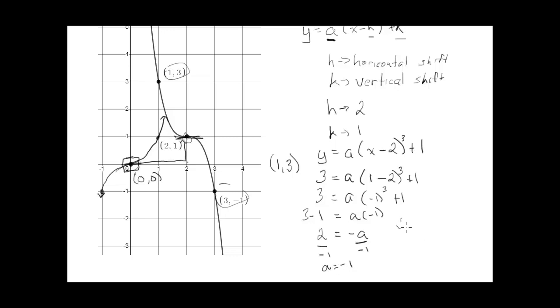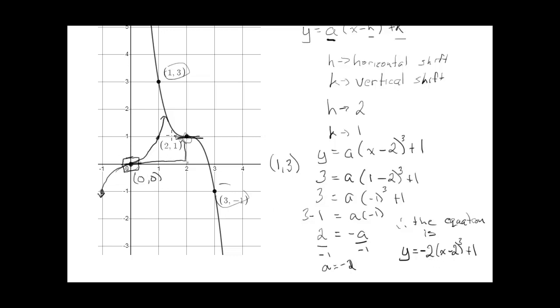So therefore, the equation is y equals, a was negative, so it's negative, oh sorry, negative 2. Negative 2 times (x minus 2) cubed plus 1. And that's the transformed cubic equation.